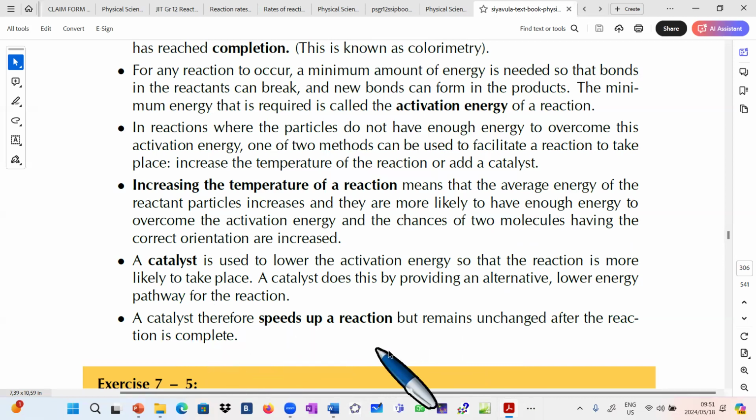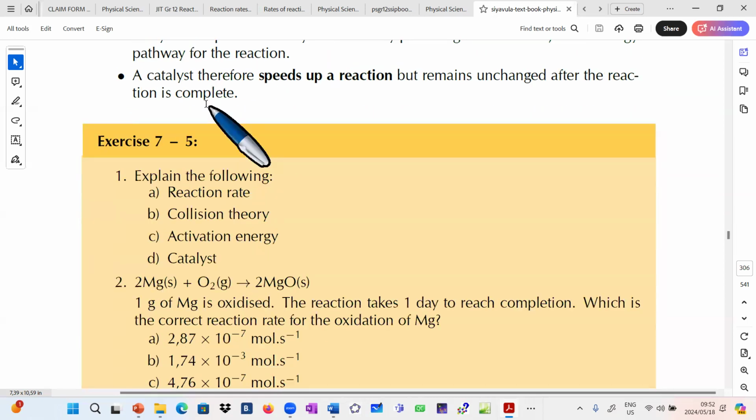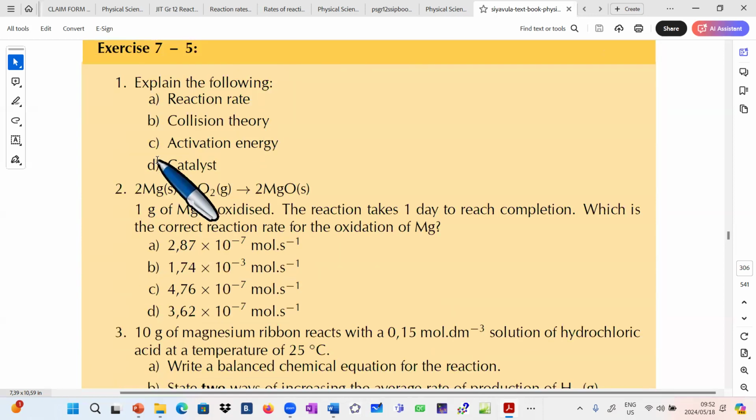A catalyst therefore speeds up a reaction but remains unchanged after the reaction is complete. Catalyst speeds up a reaction but remains unchanged after the reaction is complete.